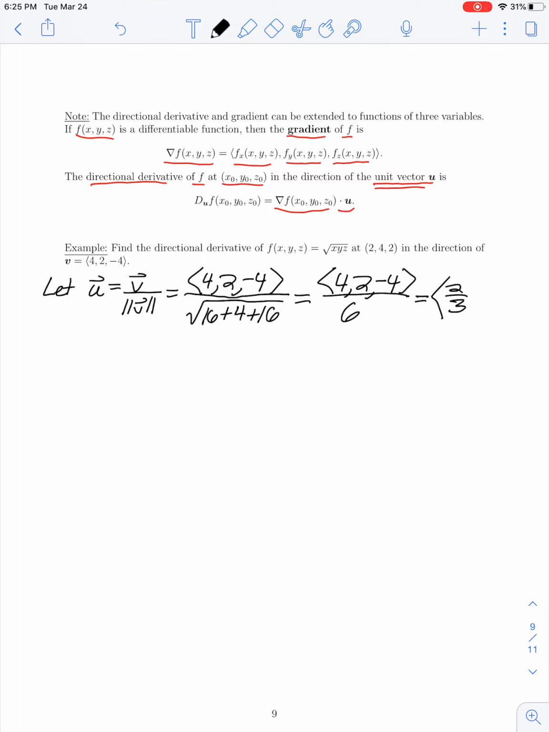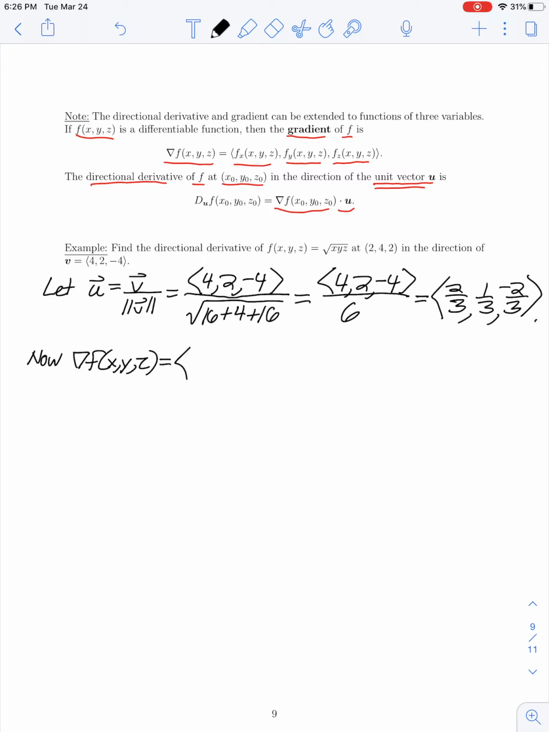So our unit vector is then the vector 4 over 6, or 2/3, 2 over 6, which is 1/3, and -4 over 6, or -2/3. And we also need to find our gradient vector, grad f at a point x, y, z.